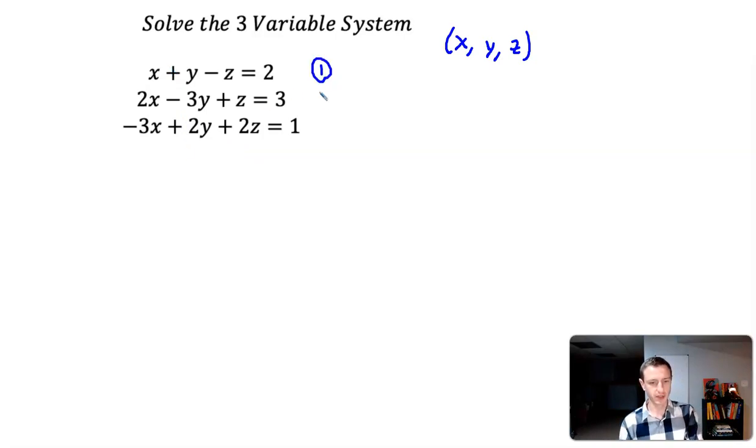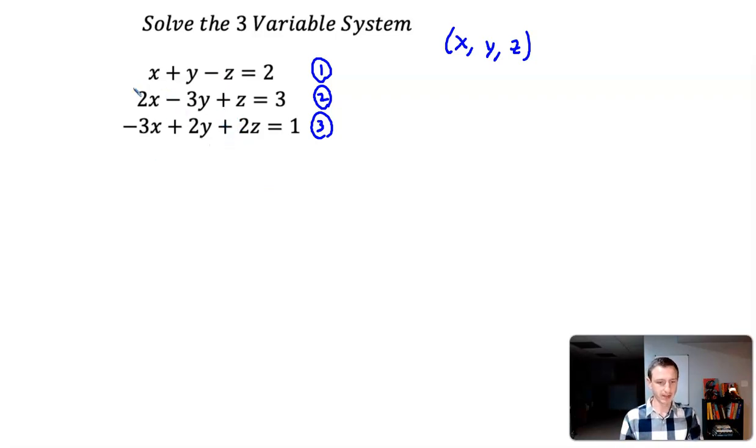So the first thing I do is I number my equations. It gives me a little starting point here. And then I look for an easy elimination. What I mean by easy elimination is I look for some simple operation like addition or subtraction that will just eliminate a variable somewhere.